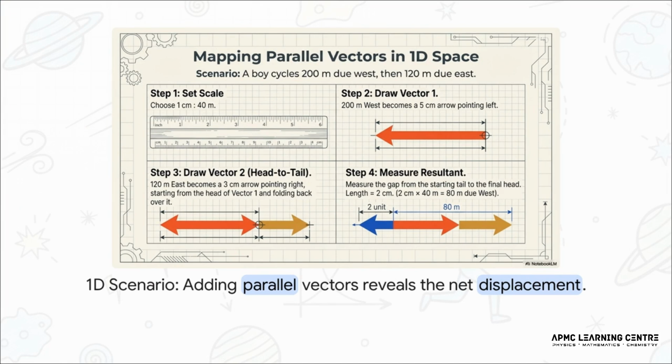So check this out. We've got a cyclist who rides 200 meters west. Boom, there's our first vector, pointing left. Then they turn right around and go 120 meters east. Now watch this. We draw that second vector starting from the head of the first one. So what's the final result? The total displacement? It's that blue arrow, the one that connects the original start to the final finish. The answer, 80 meters west.